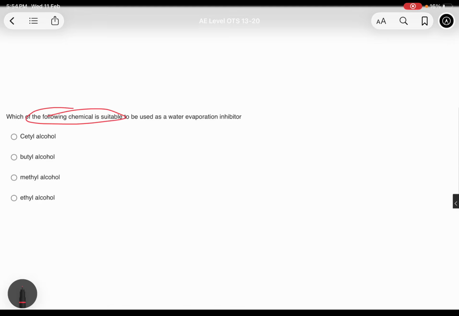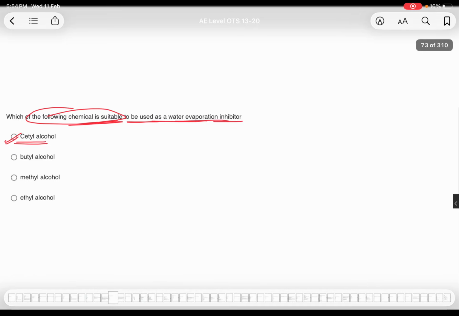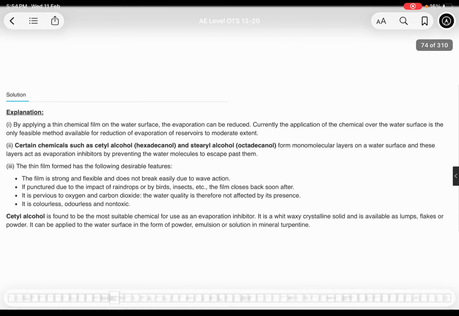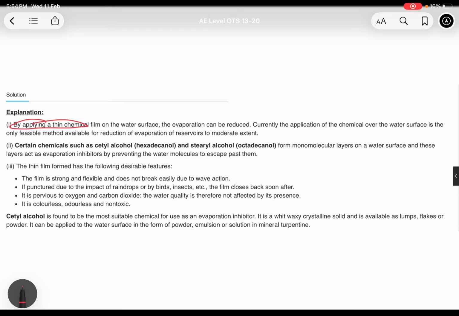Which of the following chemicals is suitable to be used as a water evaporation inhibitor? That is cetyl alcohol. By applying a thin chemical film on the water surface, the evaporation can be reduced.